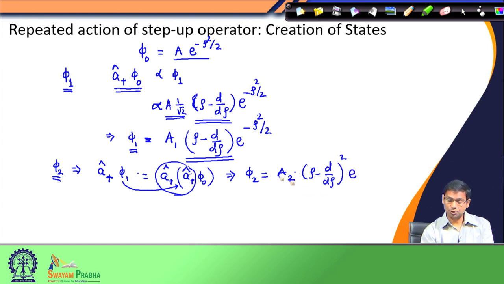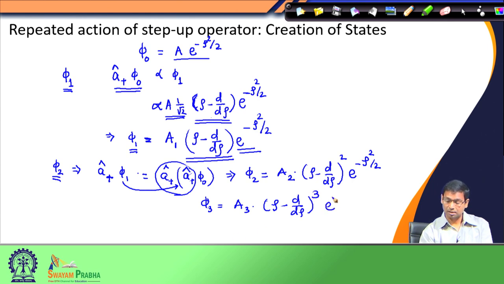And this operator is going to act on this Gaussian function, e to the power minus rho square by 2. Similarly, if I have to get phi 3, I will have a normalization constant A 3 multiplied by the action of this step up operator thrice on this function phi 0. So, this is my phi 0, the lowest eigenfunction whose form I derived.